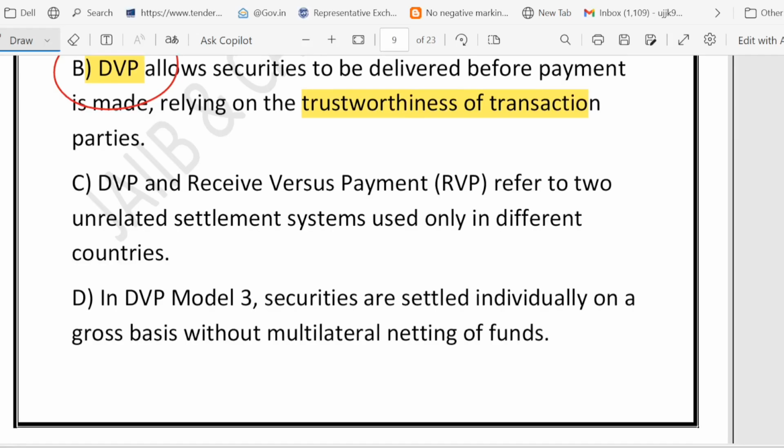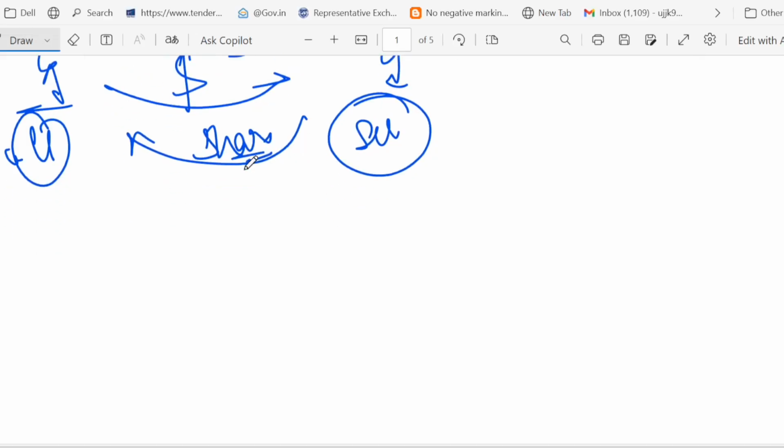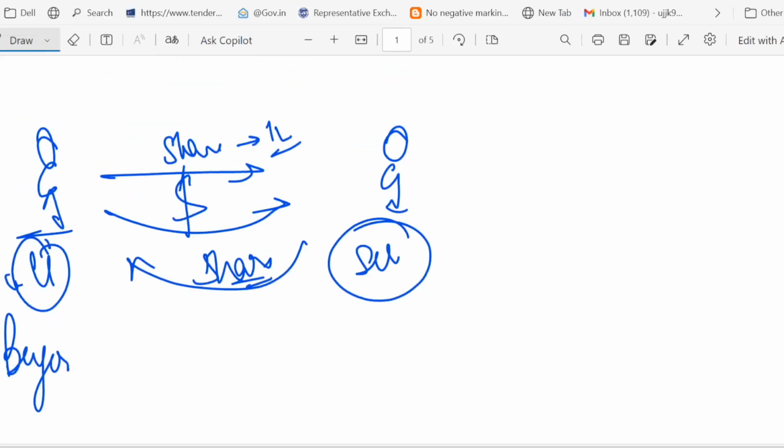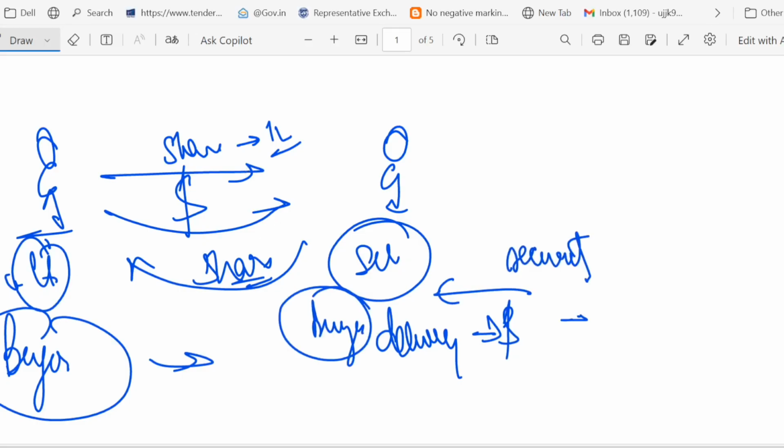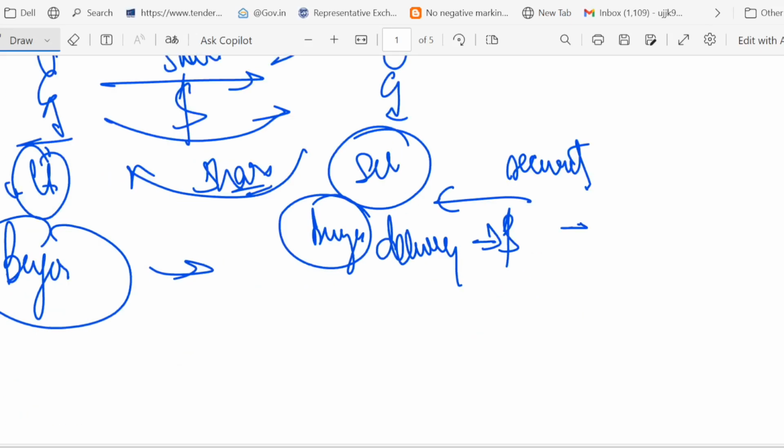It says that DVP and RVP refer to two unrelated settlements. In fact, DVP and RVP are two sides of the same coin. दो एक सिक्के के दो पहलू हैं ये, right? From the buyer's point of view, think about it. Please understand. You are the buyer, right? From the buyer's point of view, if it is DVP, I will deliver money when I receive security. I will deliver you the dollar when I receive security. Who says this? The buyer says this. Yes, I will deliver the dollar when I receive security. This is from the buyer's point of view.